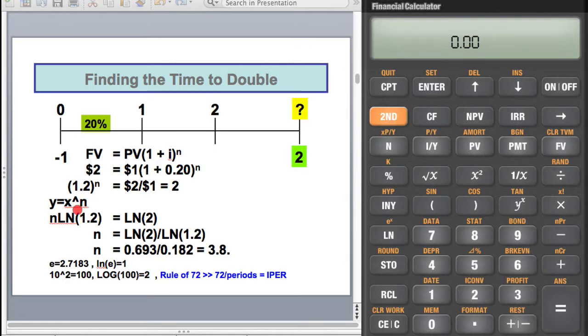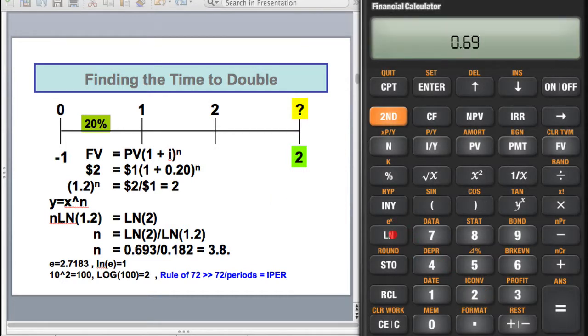This also comes from an application of simple algebra, where if y is equal to x to the power n, so that's 2 equals 1.2 to the power n, and you take the natural logarithm of both sides, it's n times natural log 1.2 equals natural log of 2. Now in this calculator you can see the natural log of 2 is 0.69 right here.